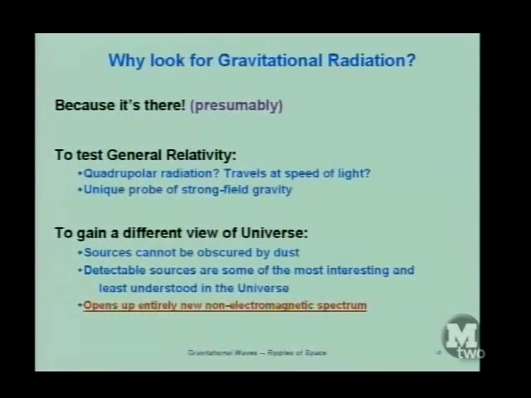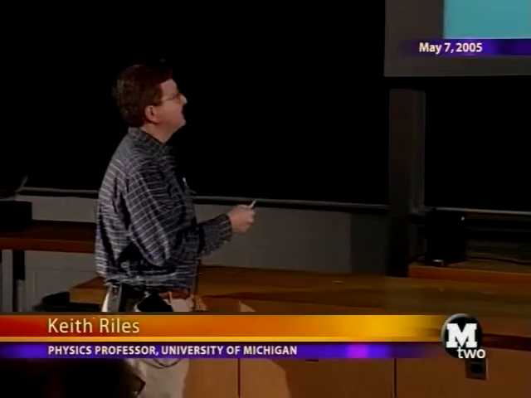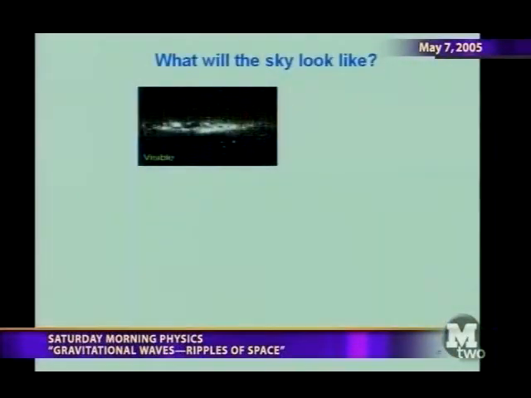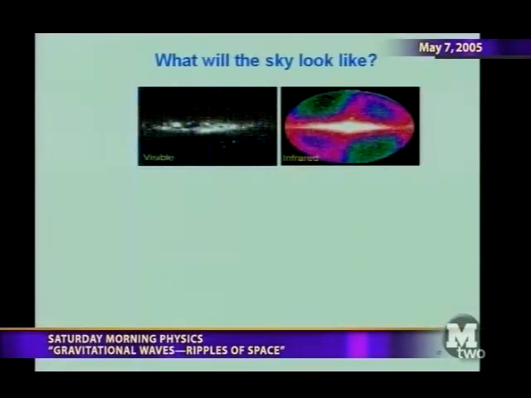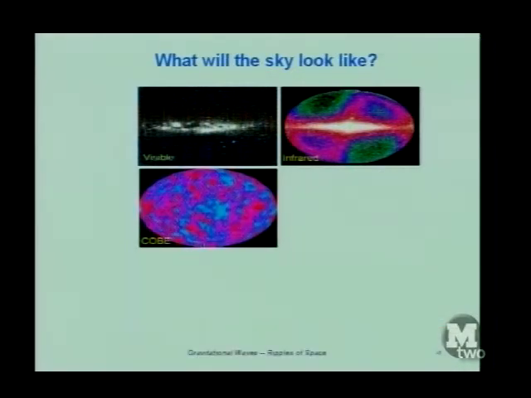Another way to view it is that we are opening up an entirely new non-electromagnetic spectrum. And we don't know what we're going to find. If you go back and look at 20th century astronomy, we started off in the visible, dominated by the Milky Way, our galaxy. That's where most of the light we see comes from. If you look in the infrared, we're still dominated by our galaxy, but there are some interesting local effects due to our solar system. If we look in microwaves, here we're seeing the fluctuations in the microwave intensity that I already talked about a bit earlier.